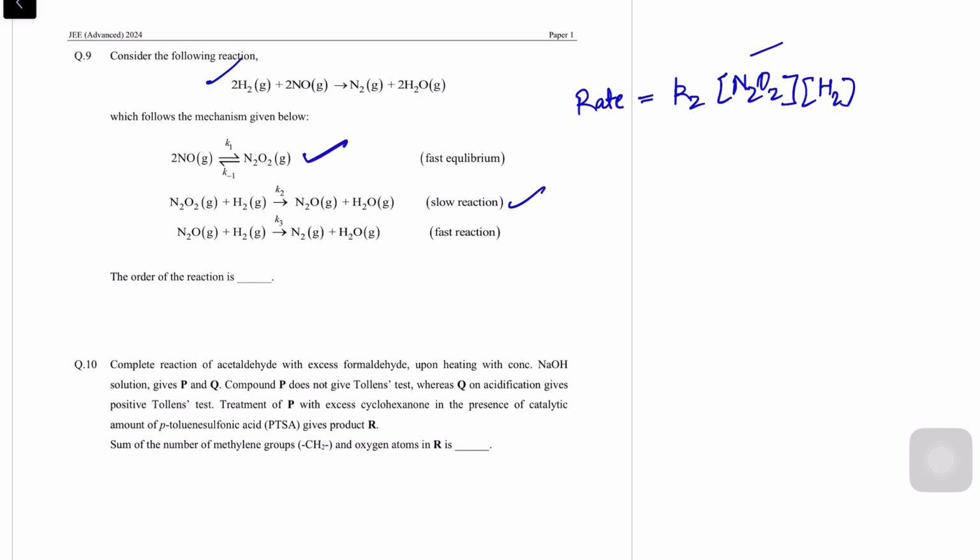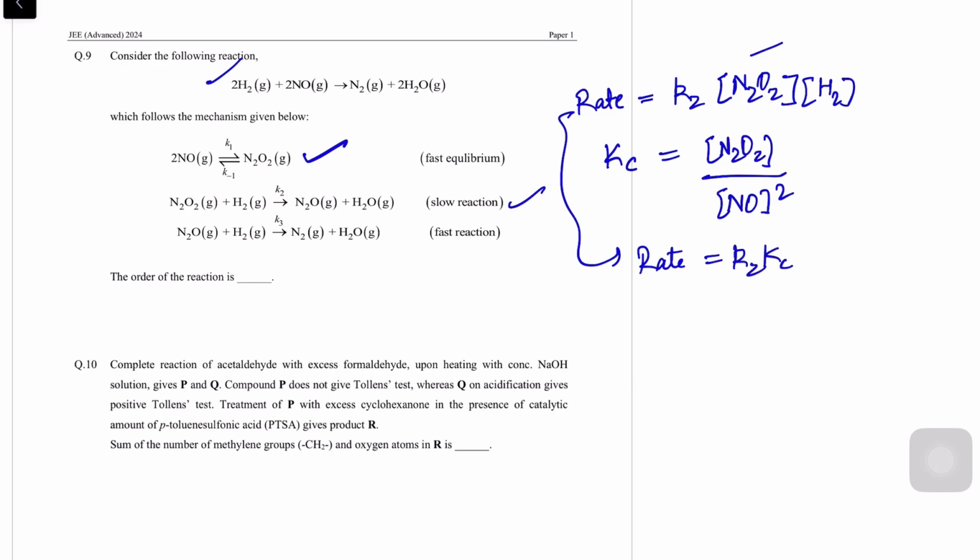In the first step. So let us write the equilibrium constant for the first step. Kc is N2O2 divided by NO square, right? So N2O2 can be substituted: K2 times Kc of the first step, N2O2 can be substituted as NO square and hydrogen. The order of the reaction is the sum of the exponents of the concentration terms, which is 2 plus 1, that is 3. Alright, so the answer to this question is 3.